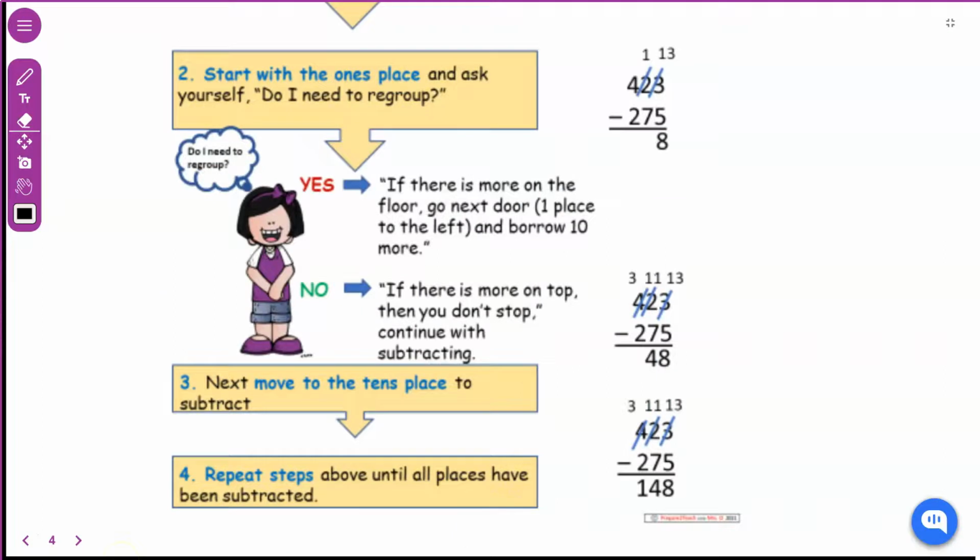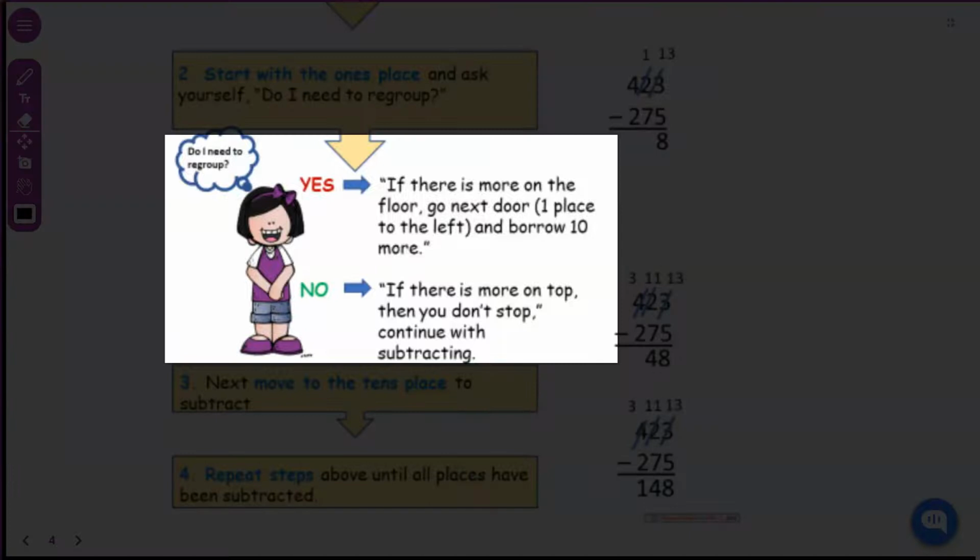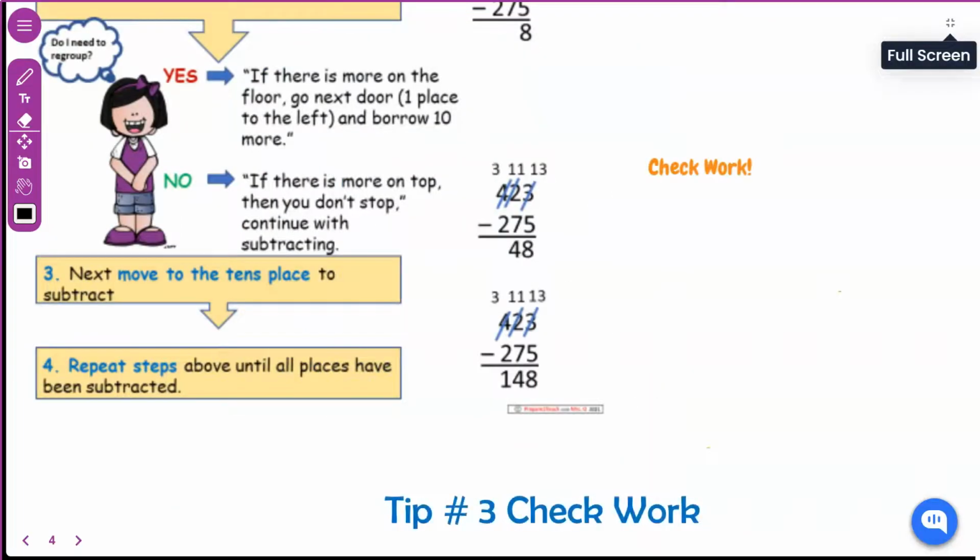Another great tip that I teach my students involves the subtraction and the line underneath it, which we refer to as the floor. And teach them this saying: if there's more on the floor, meaning if the number on the bottom is larger than the number on top, then they must go next door and borrow 10 more. However, if there's more on top, then you don't stop. Continue with subtracting.